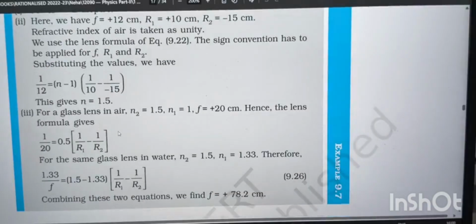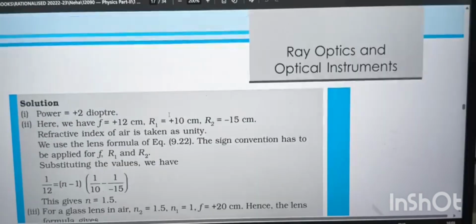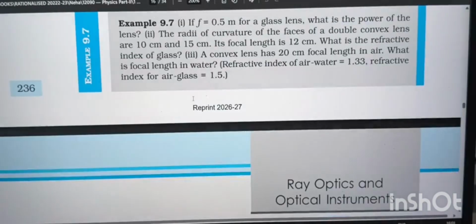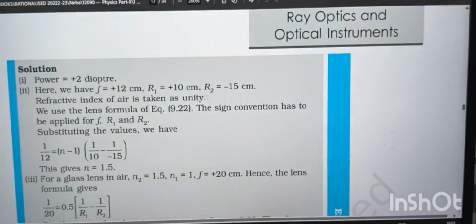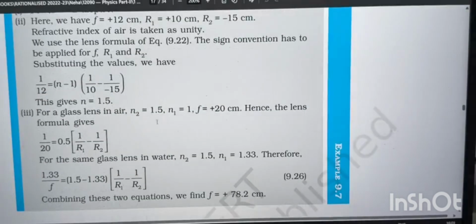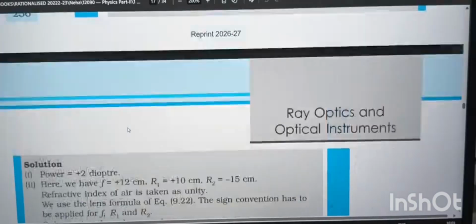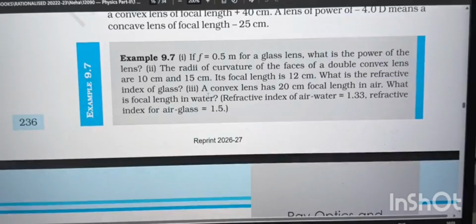So first take this glass and air interface. So in the glass and air interface, they've already given the refractive index of glass over here, 1.5. So if it is air glass interface, refractive index will be taken as 1.5. So in place of n, put 1.5, then minus 1, you got 0.5. And they have already given the focal length, that is 20. R1 and R2 values they didn't give, so just put it like that. Now, they're asking us in case of water surface.